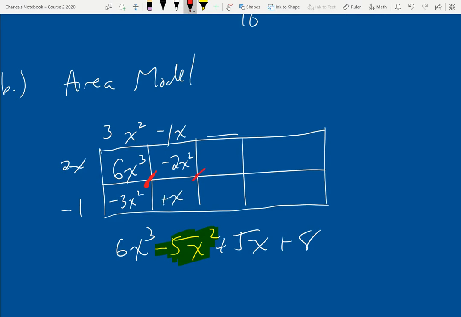Now I look here. Those two things are going to have to be like terms, and together they're going to have to give me 5x. So what's going to go there? Well, that's going to have to be 4x. So what's this going to have to be? This is going to have to be plus 2. So what's this going to have to be? This is going to have to be minus 2.